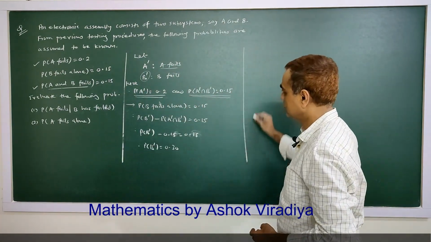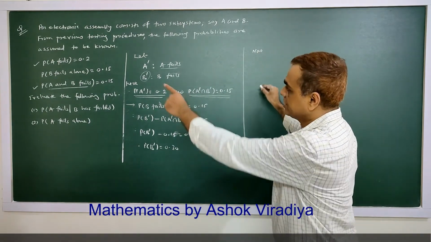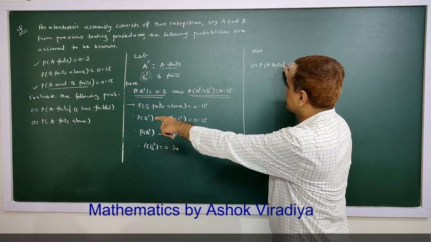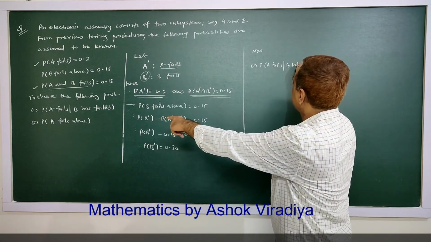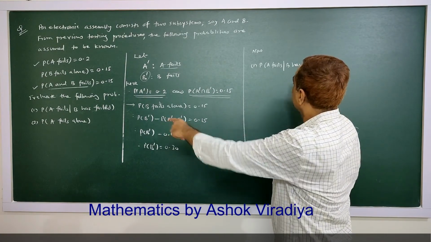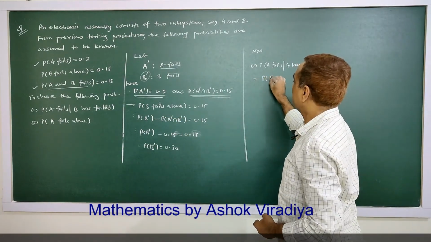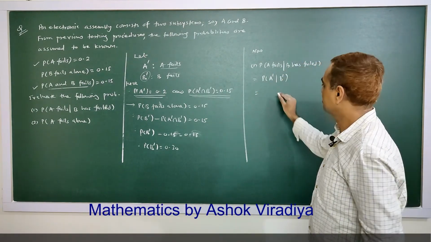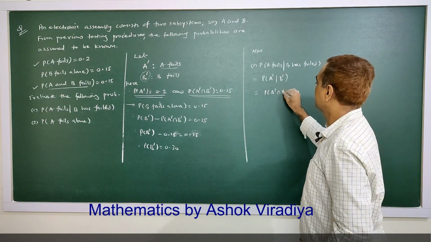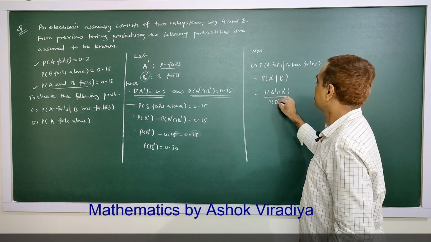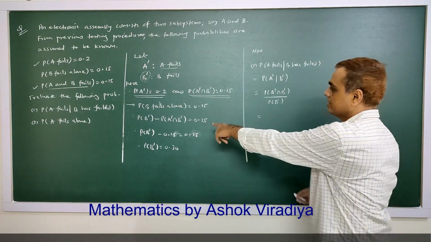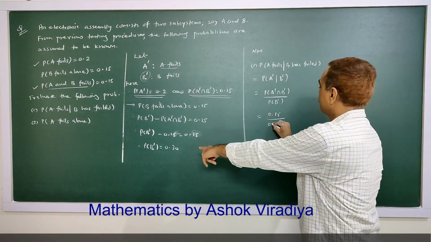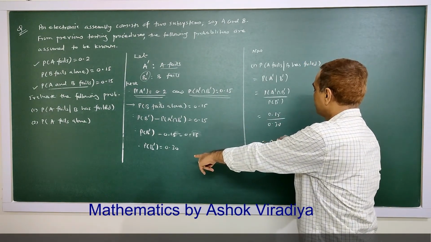Now see, the first question is the probability that A fails given B has failed, that is probability of A dash by B dash. And by definition, probability of intersection upon probability of this condition. Here this is given 0.15 upon P of B dash, here we have found 0.30. So 1 by 2, that is 0.5.